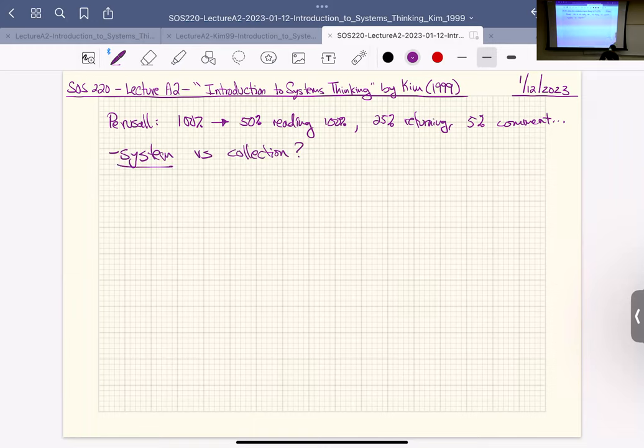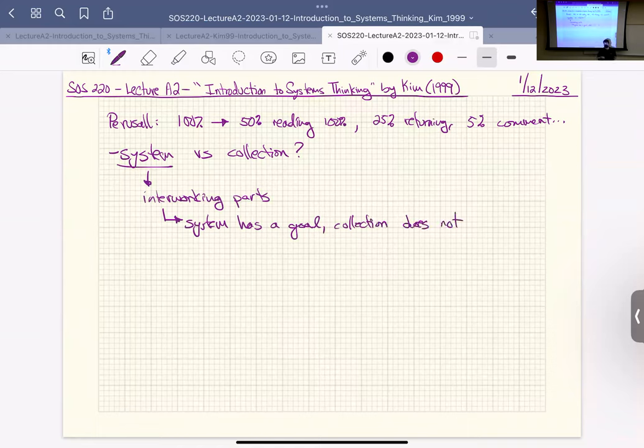I like the inner working parts. I'll write that down. What do you mean by that? What's the difference between something with interworking parts and without? All right, so that's an interesting way to say it. So you say that a system has a goal, but a collection does not.